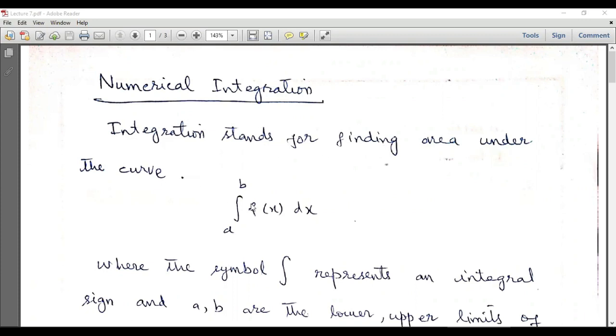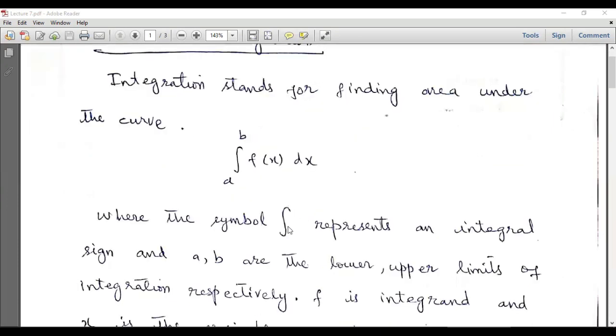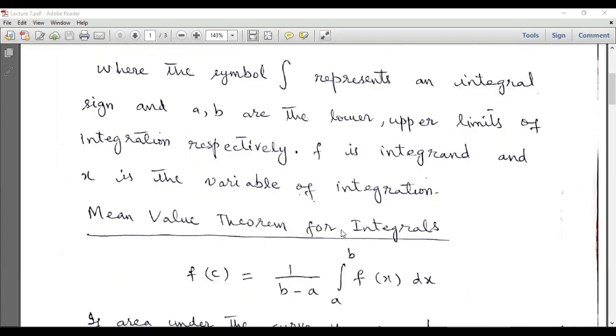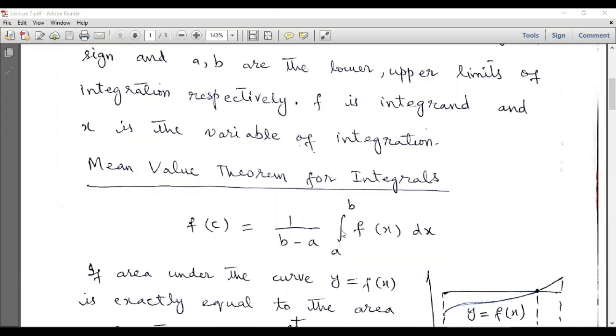So the definition of integration is that the integral from a to b of f of x dx gives us the area under the curve from a to b along the x-axis. This is the symbol for the integral, and a and b are the lower and upper limits respectively. f is the function which has to be integrated, and it is called the integrand, and x is the variable of integration. And in integration, we also come across a theorem which is called the mean value theorem.